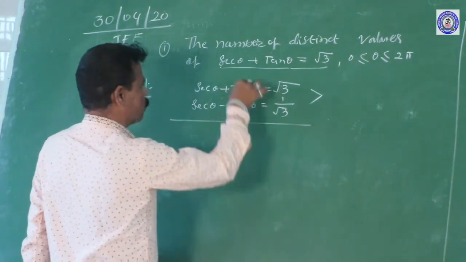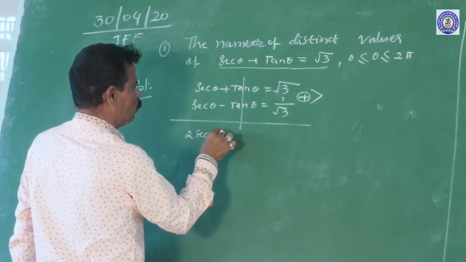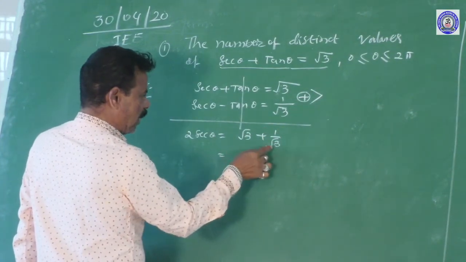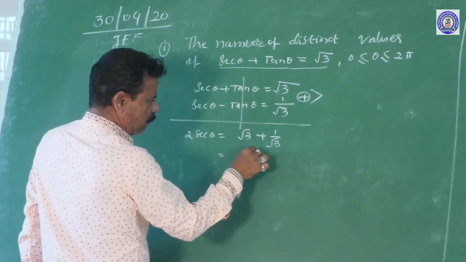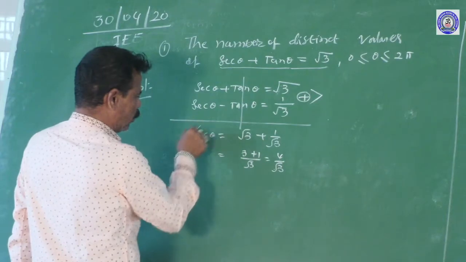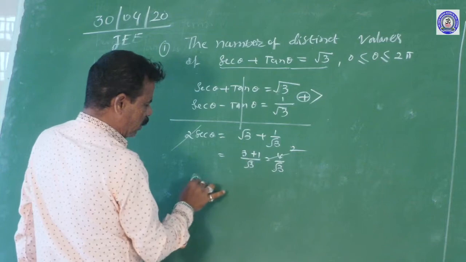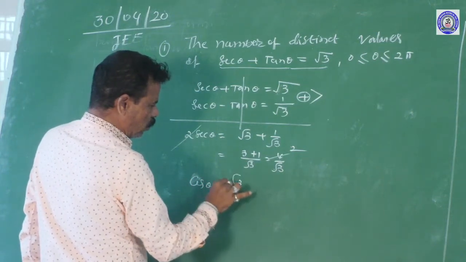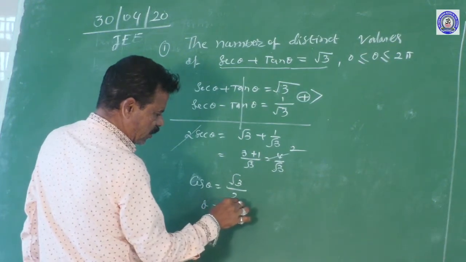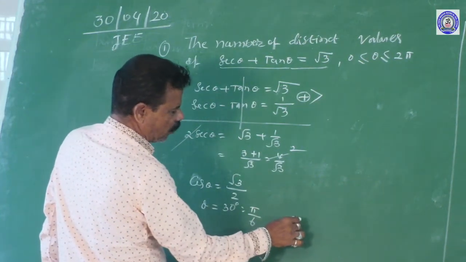We add these terms, so 2 sec theta is equal to root 3 plus 1 by root 3. This value, root 3 plus 1 by root 3, is 4 by root 3. So 2 sec theta is equal to 4 by root 3, sec theta is equal to 2 by root 3. Then cos theta is equal to root 3 by 2, then theta is equal to 30 degrees, that is pi by 6. Only one value.